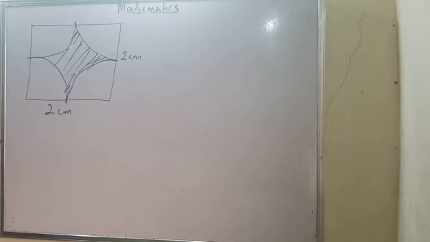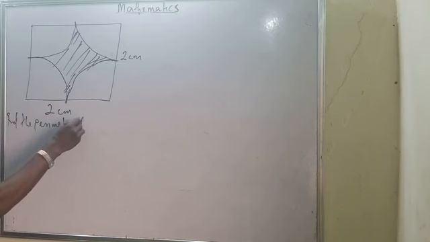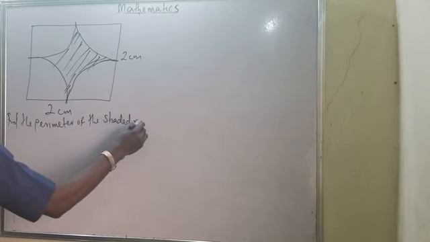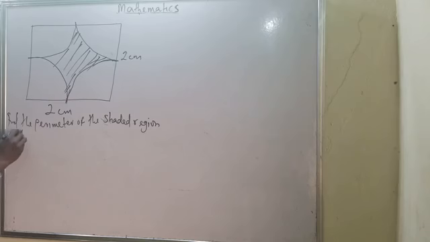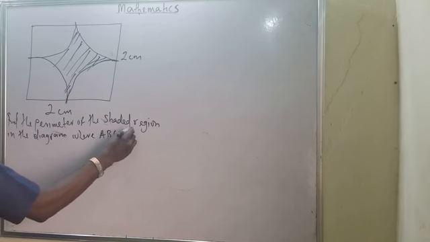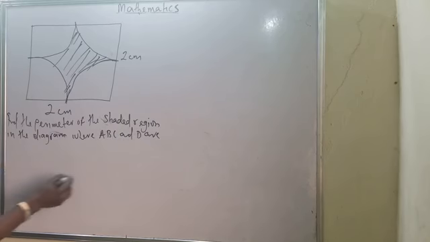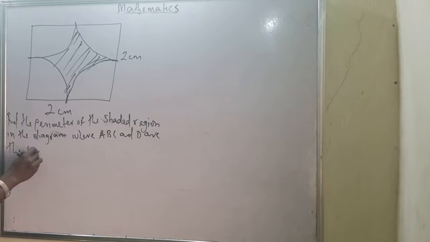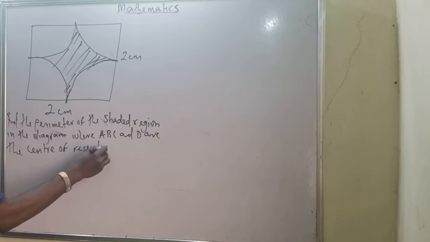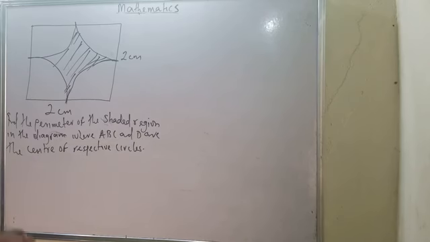Now, find the perimeter of the shaded region in the diagram, where A, B, C, and D are the centers of respective circles. Now, solution to this problem.